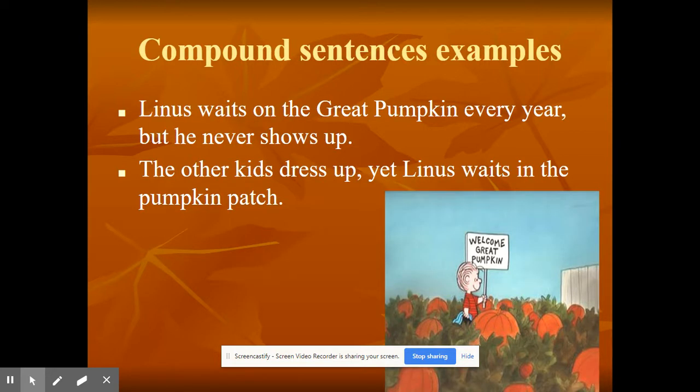And then here are some examples of compound sentences. The first example says, "Linus waits on the great pumpkin every year, but he never shows up." So again, we're combining two thoughts here with a fanboy, which is but. And remember, there's our comma before the fanboy. The second example says, "The other kids dress up, yet Linus waits in the pumpkin patch." Again, we have our complete thoughts and we are combining them using one fanboy.